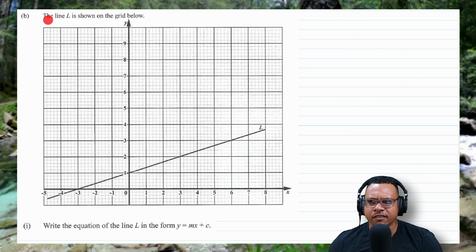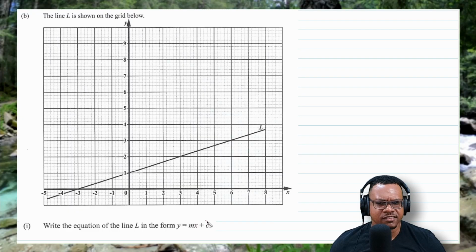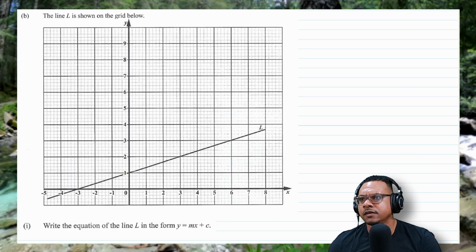Now for part B, we have the line L shown on the grid below. So that's the line L here. And we want to write the equation of the line L in the form y equal mx plus c, where of course m is a gradient and c is your y-intercept. So the first thing we could get here is the y-intercept because that's where the line touches the y-axis. And we can see the line touches the y-axis at 1.